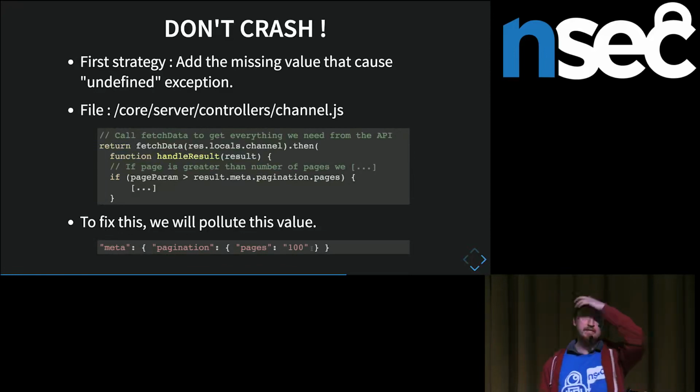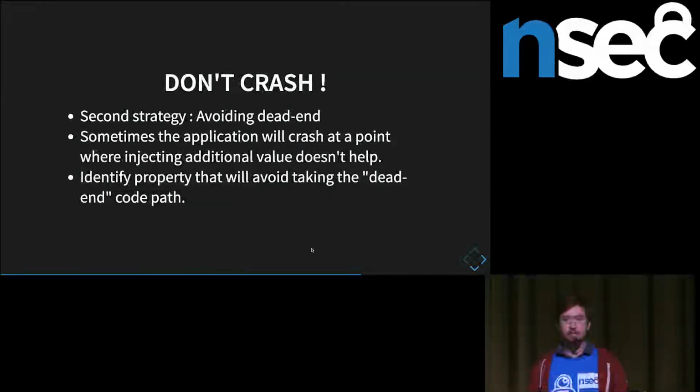The second strategy is that sometimes the crashes are going to occur in places where there's not much you can do to avoid them by simply adding properties. So if you're stuck in a situation like this, you have to look at all the conditions that made it reach that point where the crash is kind of inevitable, and look if there are ways to add properties so that it takes a completely different code path, and it no longer takes the path that's going to always crash.